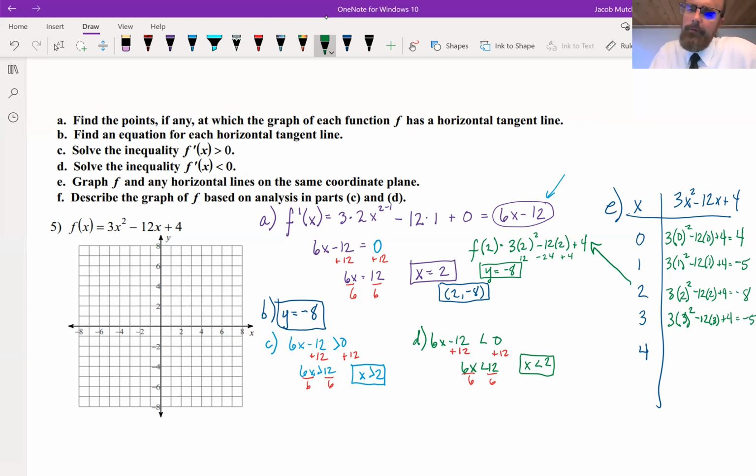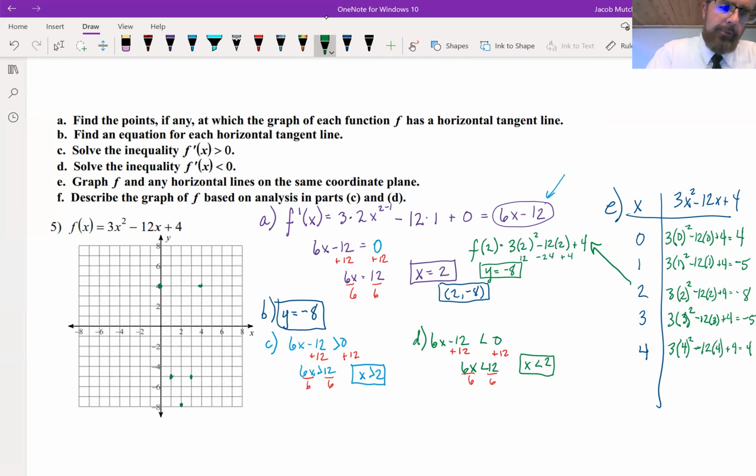So my prediction is that at 4, it has the y value of 4 to match the symmetry. 3 times 4 squared is 3 times 16, which is 48, minus 12 times 4, which is 48. So 48 minus 48 is 0, plus 4 is 4. And that completes that pattern. So I'm ready to graph that function. So (0, 4), (1, -5), (2, -8). It's definitely a dilated function. It's been stretched vertically. And then at 4, back up at positive 4.